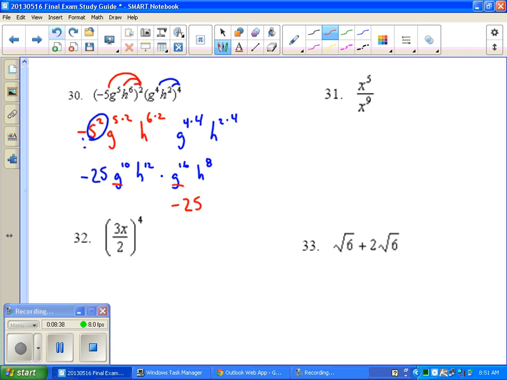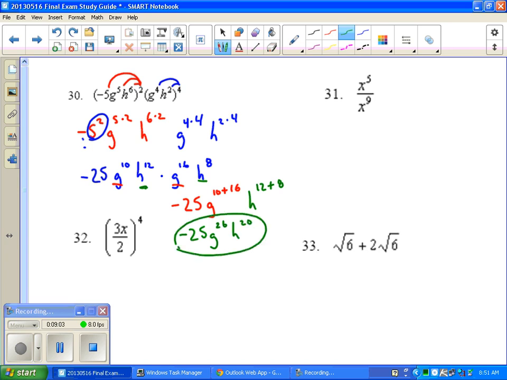G times g becomes g to the 10th plus 16. Notice what we did there. We went from multiplying them to now we're adding them since we're just multiplying the same bases. And h to the 12th times h to the 8th becomes h to the 12 plus 8. So -25, g to the 26th, h to the 20th. And that's all we can do with that problem.